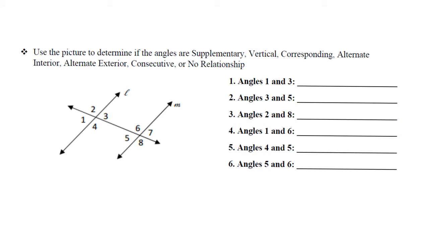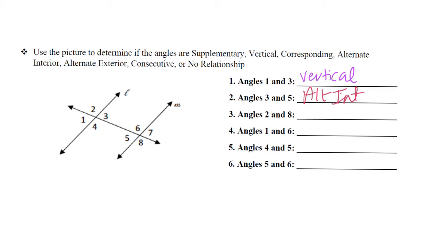Try some of these on your own. See if you can identify how they're related, and then check my video to see how you do. Right, hopefully you paused it and tried these. Naming this will help you practice. So number 1 is vertical, because 1 and 3 are directly across from each other. 3 and 5, it does help if you mark them. So 3 and 5, they're inside the parallels and they're on opposite sides of the transversal. So those are going to be alternate interior angles.